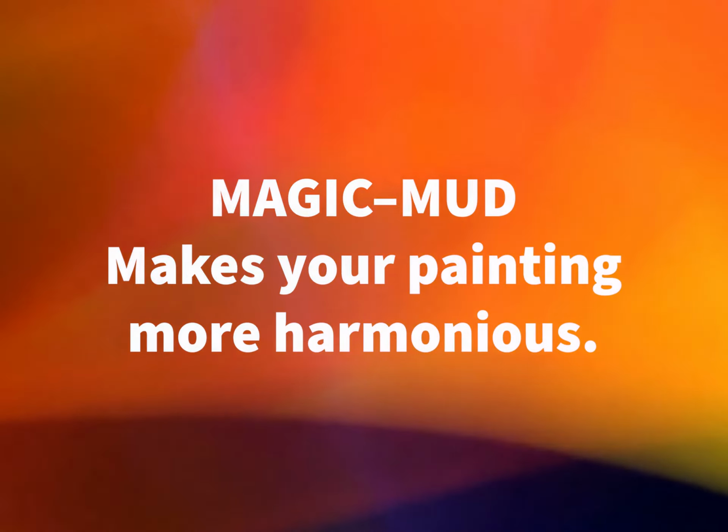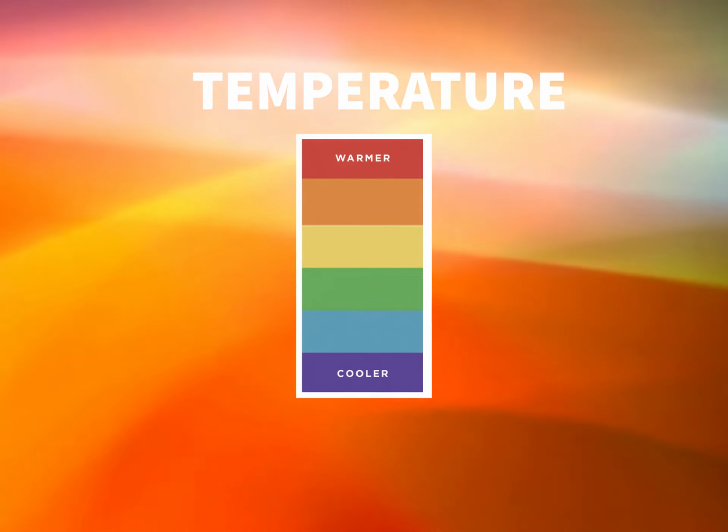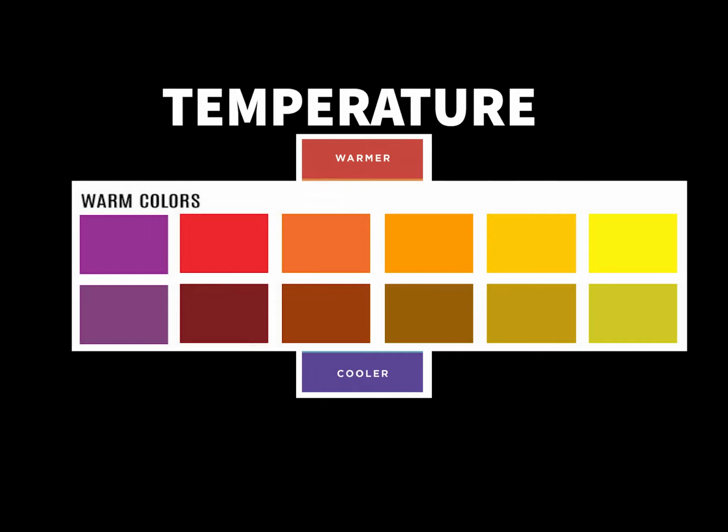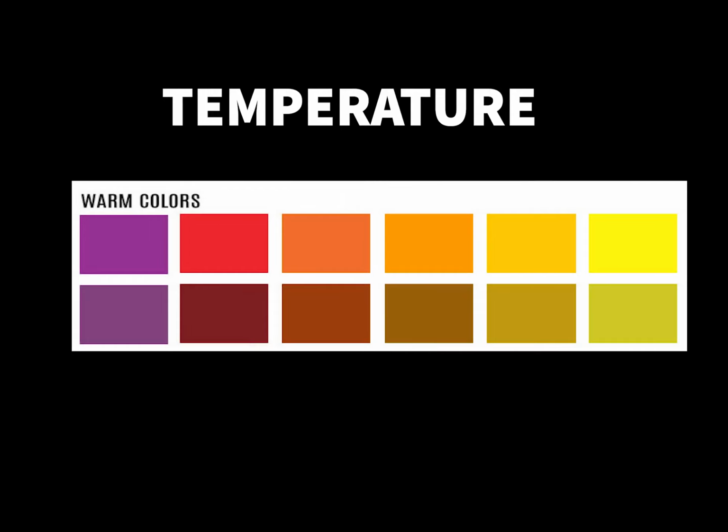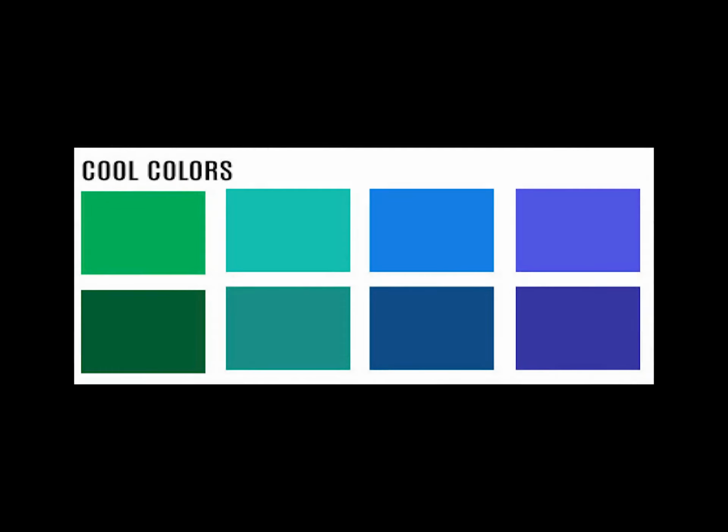Now, back to temperature. Remember warm colors. What are they? Yellow, orange, red, even violets. And what are cool colors? Cool colors are the blues and the greens. Temperature is the warmth or coolness of a color. Red and orange, again, are warm colors. So we talk about colors having warmth or coolness. So think about that when you paint.